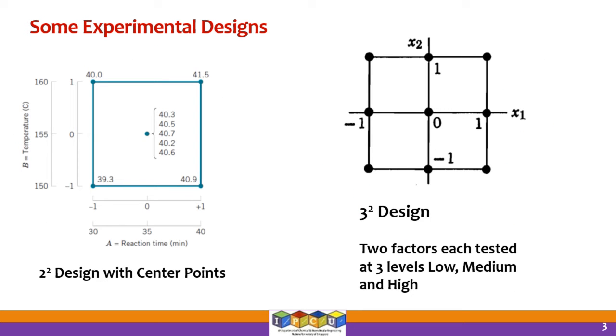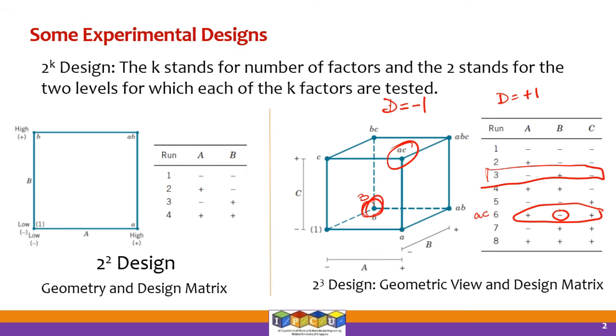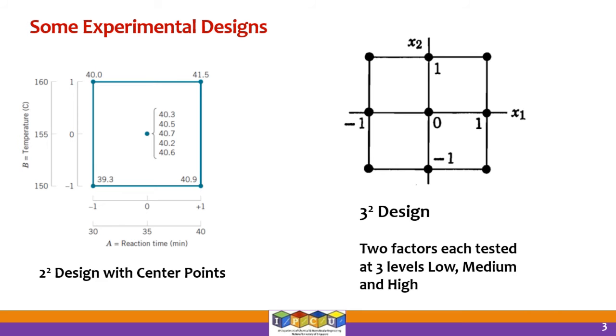All right. Now, there are other experimental designs that advance the basic 2 to the power of k design, as you will see here. So this one is what is called a 2 to the power of 2 design with some center points. So you understand these four corners. In this case, A is the reaction time and B is the temperature. So this is the actual physical meaning of factors.